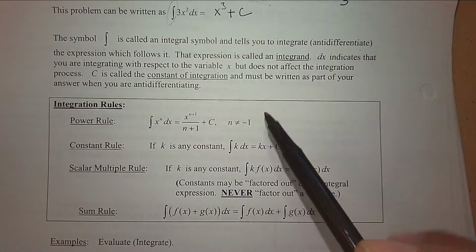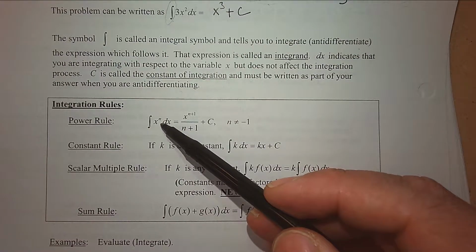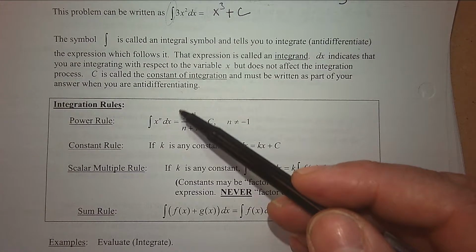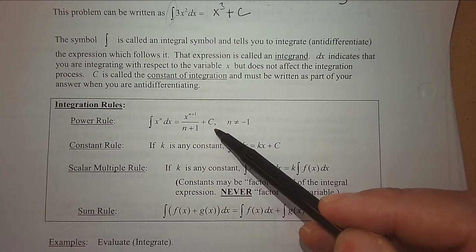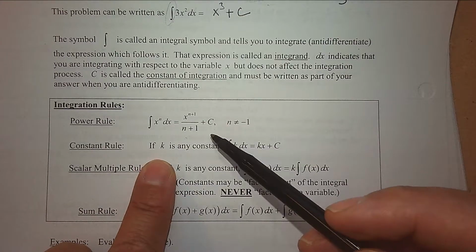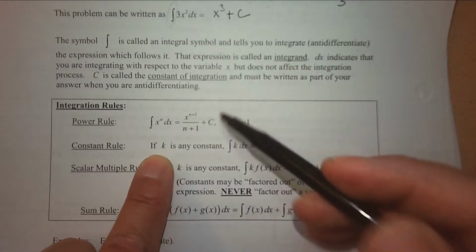So when you integrate, what are you going to do to the exponent? Add 1, and whatever that new exponent is, you're going to divide, and you're not going to forget the candy. If it was a constant, how would you integrate a constant? So k is just a number.